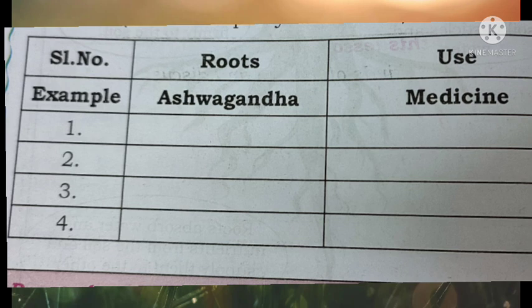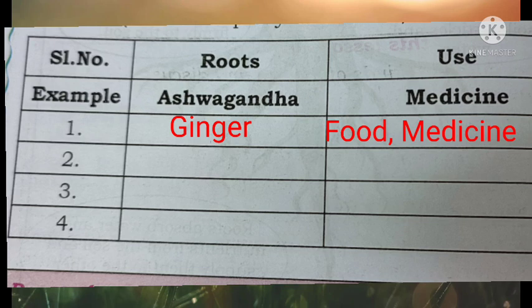Second example, ginger. It is also a root used as food and medicine. Why do we use ginger as a food and as a medicine? As a food, your mother will put ginger in your vegetables and in your curries and she will prepare food, right? As a medicine, we use ginger for acidity and stomach pain. If you eat a little ginger with black salt, the acidity and stomach pain will go.